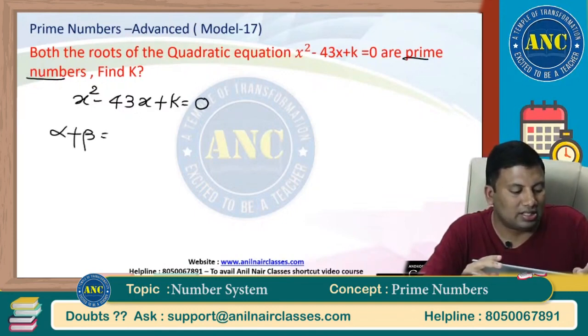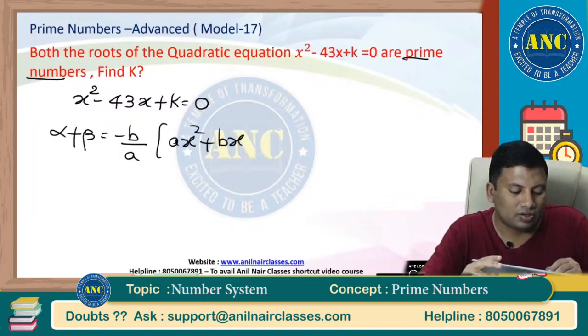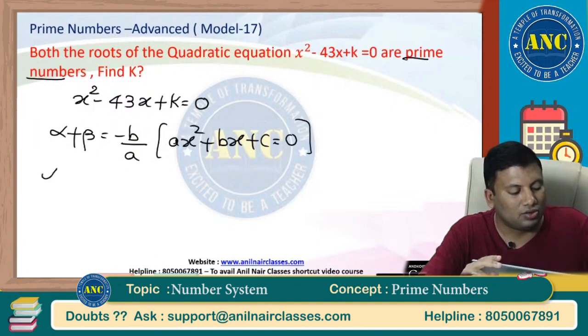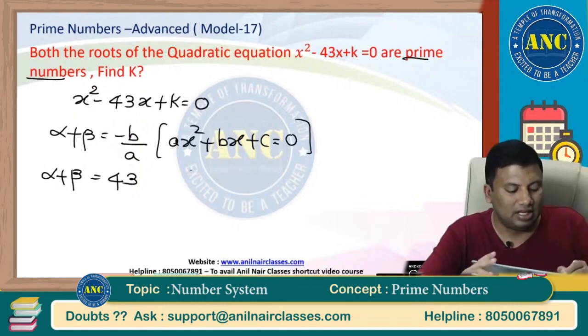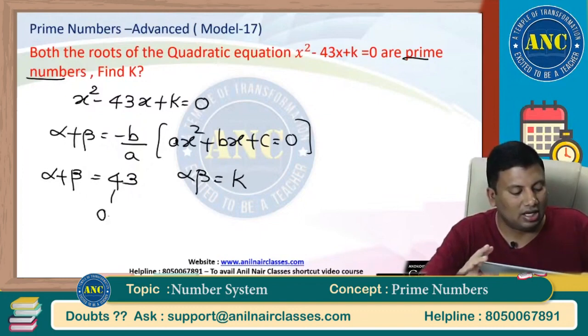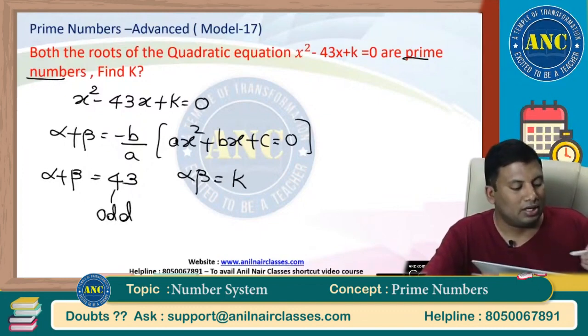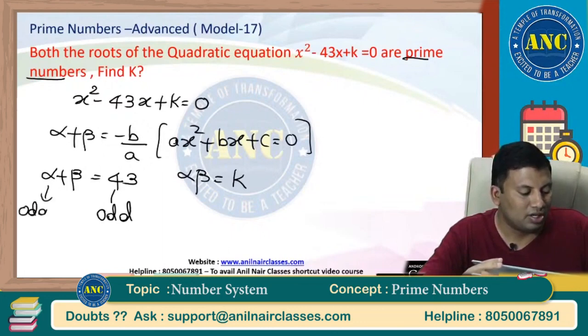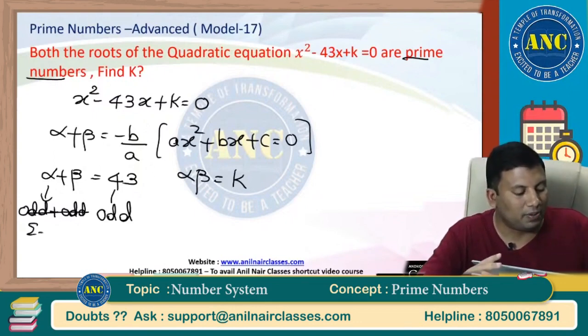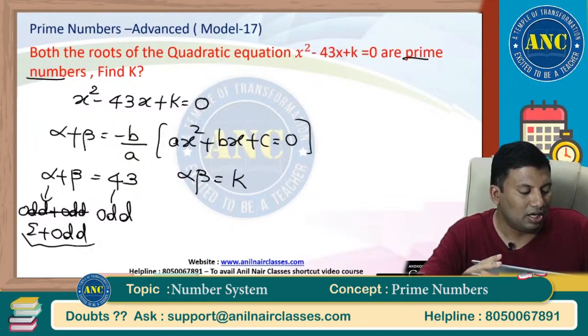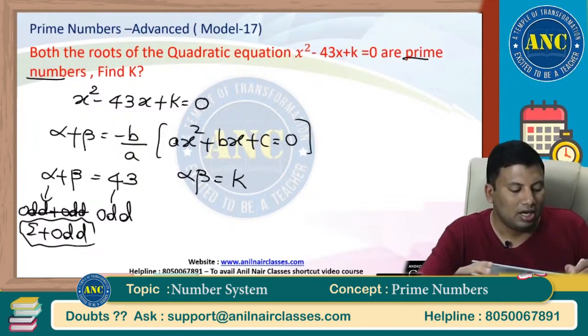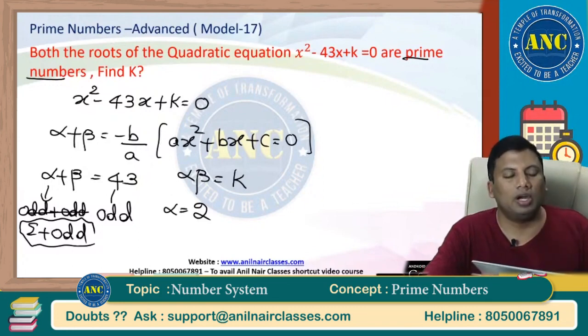Sum of the roots is given by minus b by a for the quadratic expression ax square plus bx plus c equivalent to 0. So alpha plus beta is minus of minus 43, and the product of the roots is c by a, which is k. 43 is an odd number. Now if I take two odd primes, odd plus odd will result in an even number. Not possible. Even plus odd can only give me odd. Alpha is an even number. The only even prime is 2.